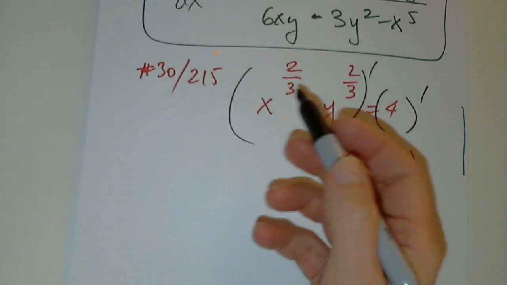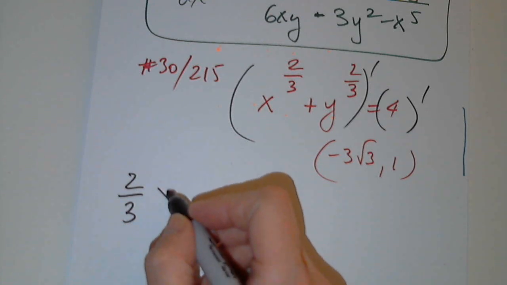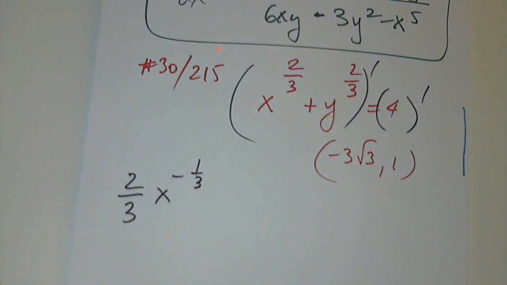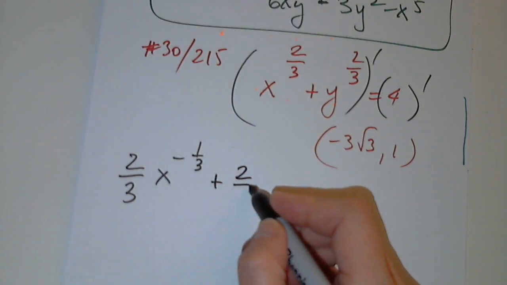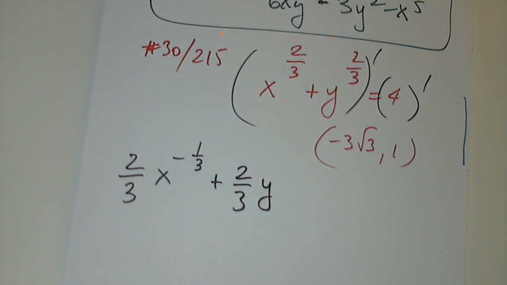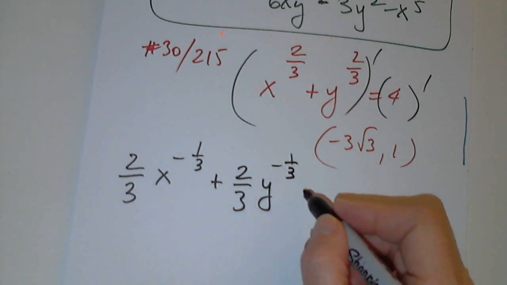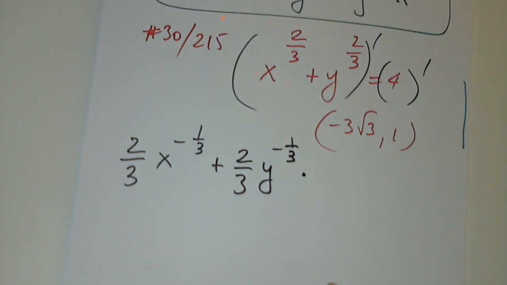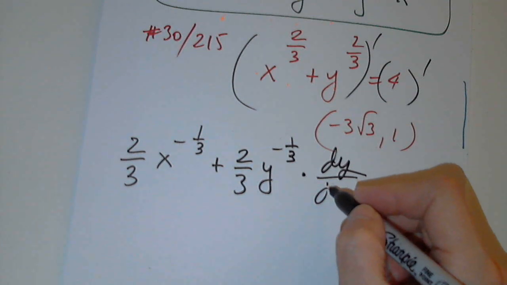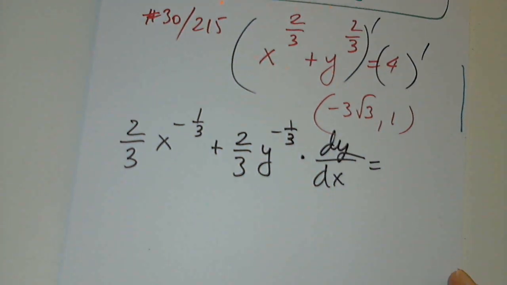So I bring down 2/3 and subtract 1 from the power. That is the easy part because it's just the variable. 2/3 minus 1 is negative 1/3. Agreed? Then plus 2/3 y still to the negative 1/3, but times dy over dx. And the other side is really nice. Of course, 0.